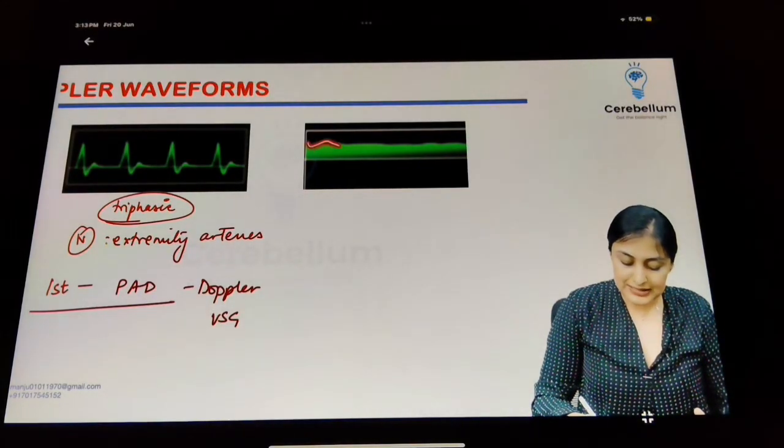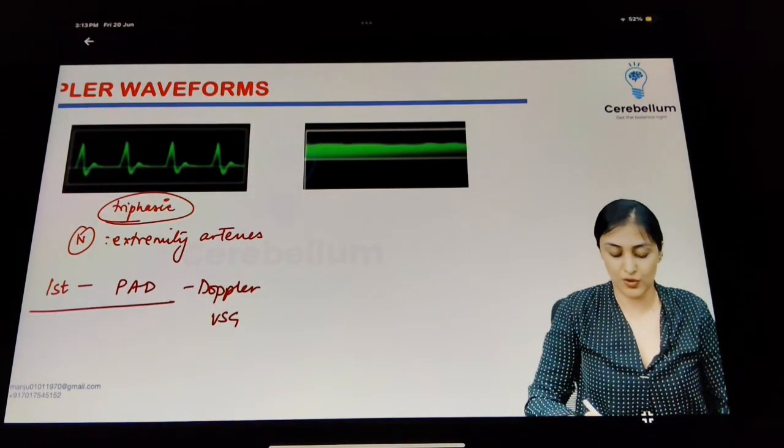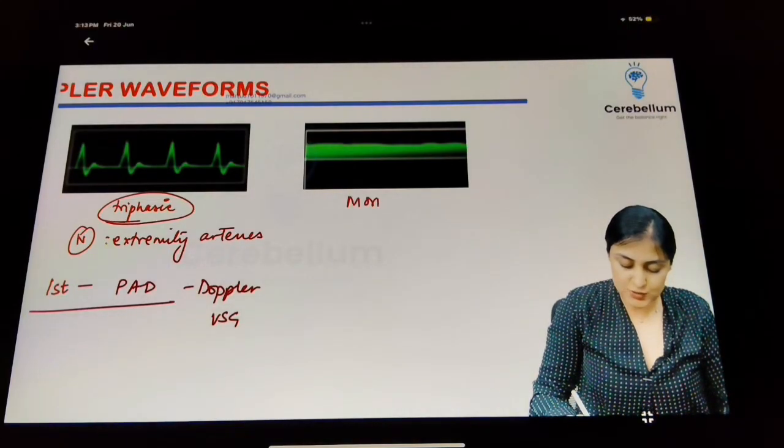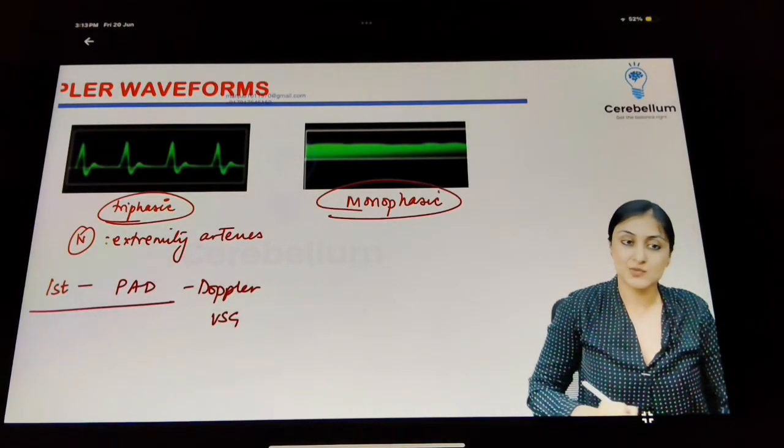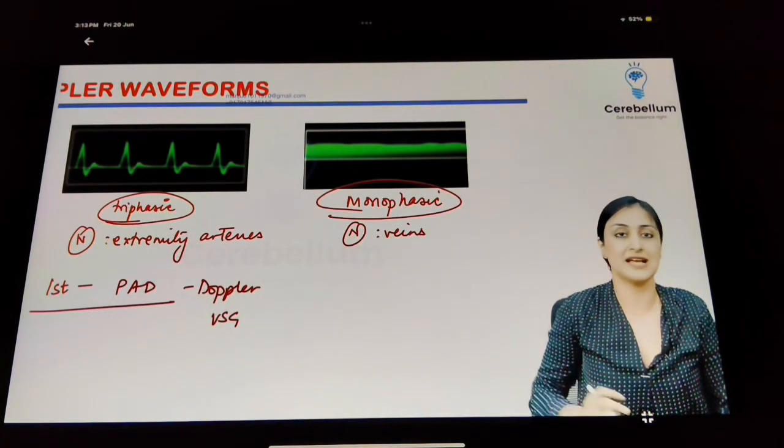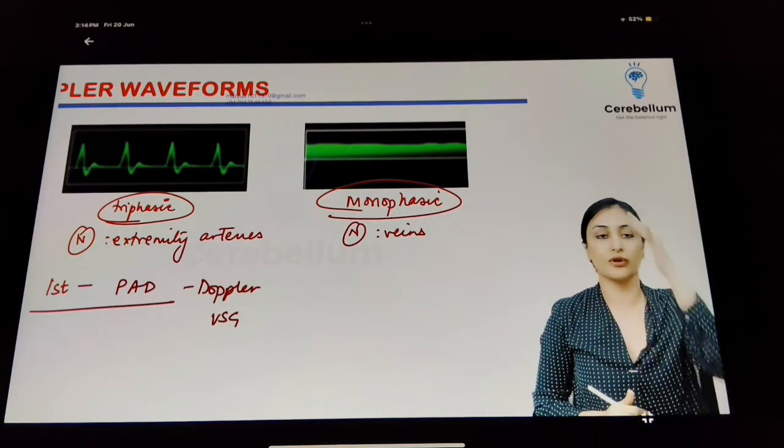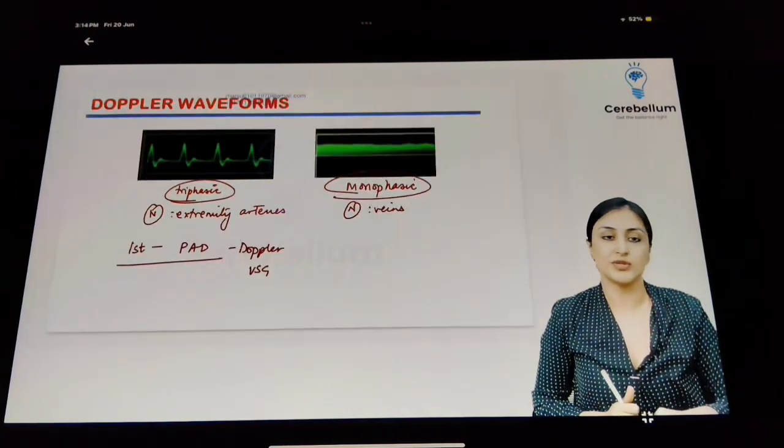Now look at this. You see that the direction is in one phase. It is not going above or below. So such a waveform where it stays on one side is a monophasic waveform. This is what we see in normal veins. Veins have no systole, diastole, they are carrying blood back to the heart. So veins have a normal monophasic waveform, right? So that is what you need to remember here.